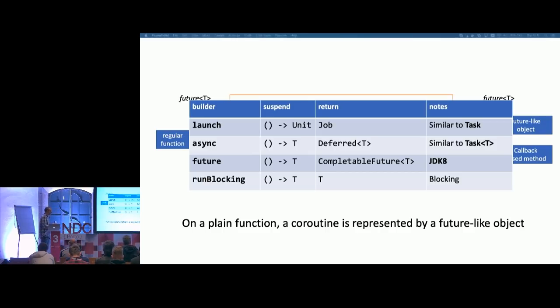A deferred is similar to a Task of T. So the relation between Job and Deferred is similar to the relation between Task, which doesn't produce any value, and Task of T that produces a value. When a plain function starts a coroutine, it receives a future-like object. I still have future-like objects at the boundaries because they are nice for interacting with legacy components. In the core, I typically only have suspend functions.